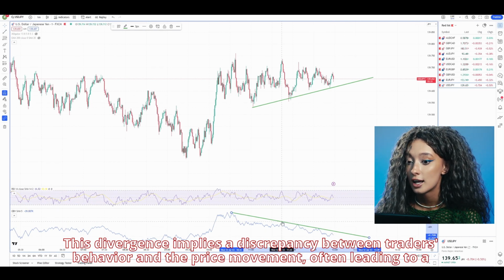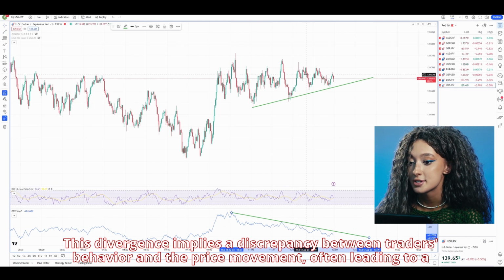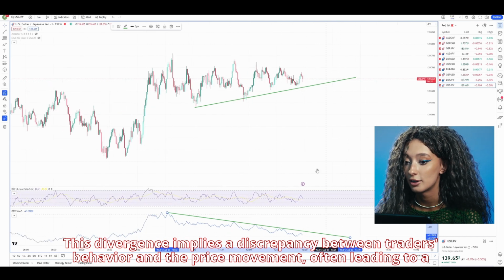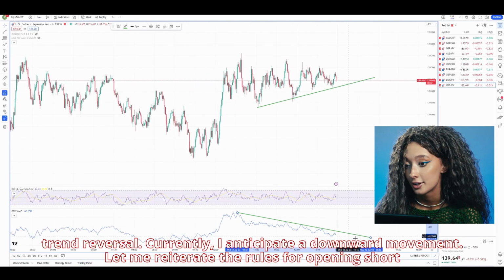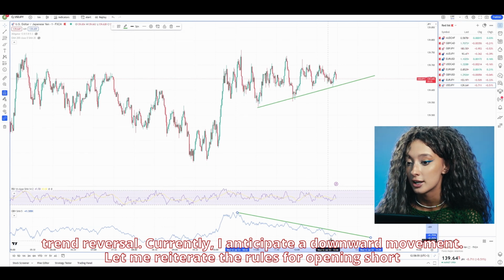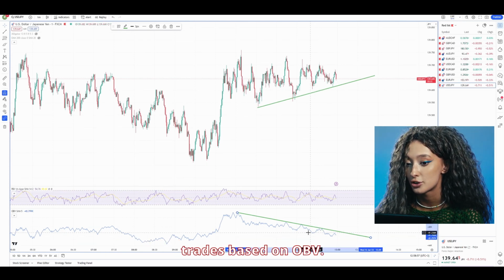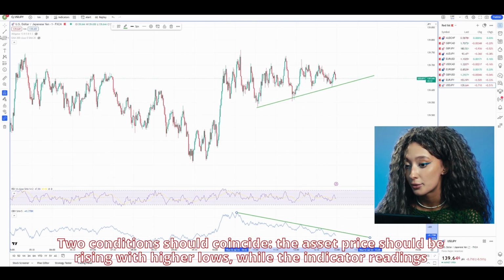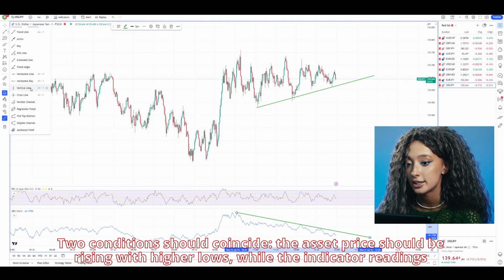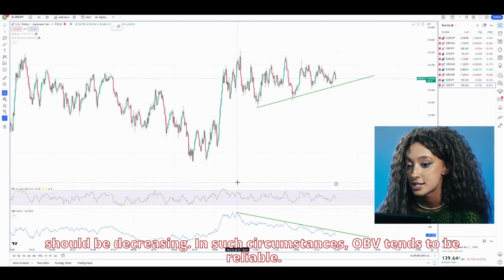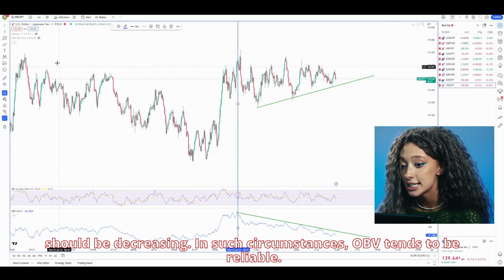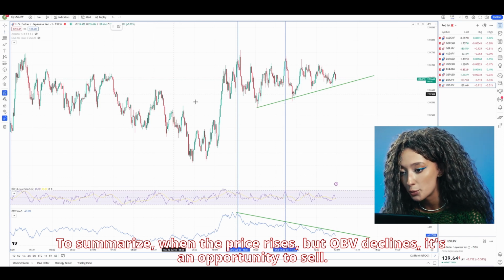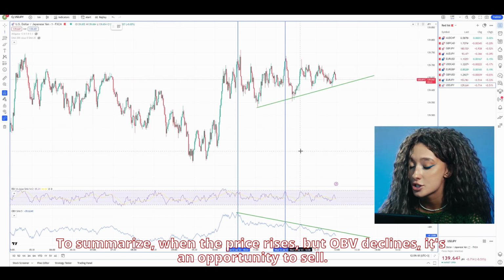These divergences amplify a discrepancy between the traders' behavior and the price movement, often leading to a trend reversal. Currently, we anticipate a downtrend movement. Let me reiterate the rules for opening short trades based on OBV. Two conditions should coincide: the asset price should be rising with higher lows, while the indicator readings should be decreasing. In such cases, OBV tends to be reliable. To summarize, when the price rises and the OBV declines, it's an opportunity to sell.